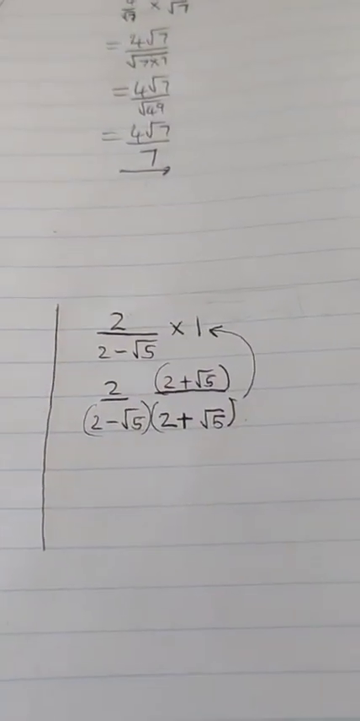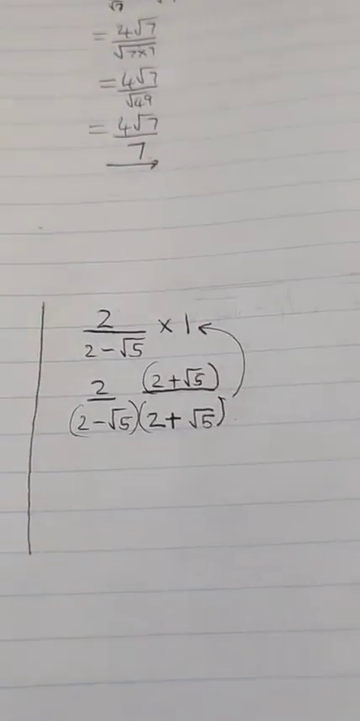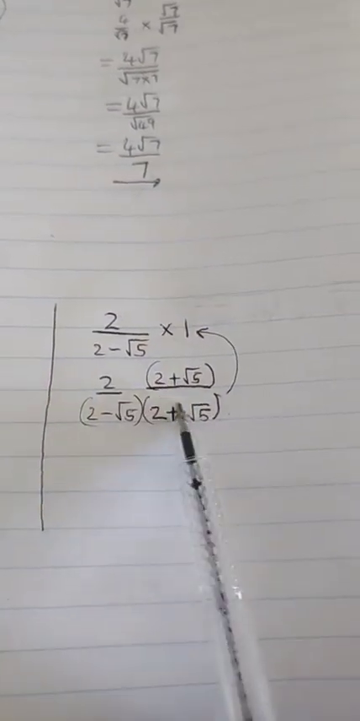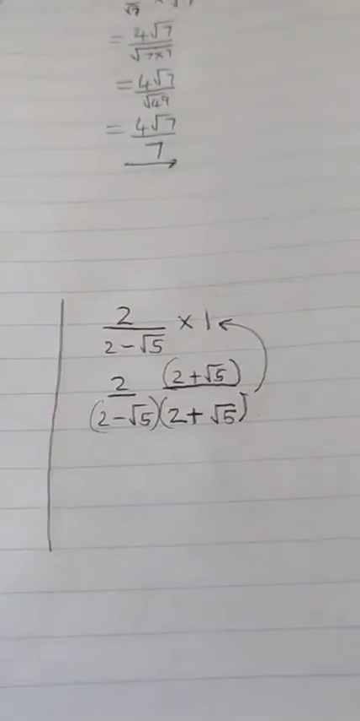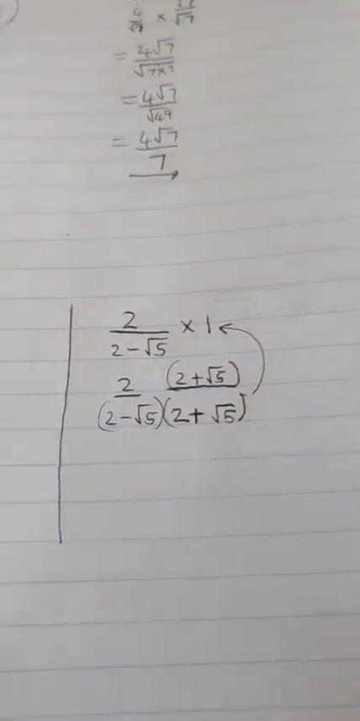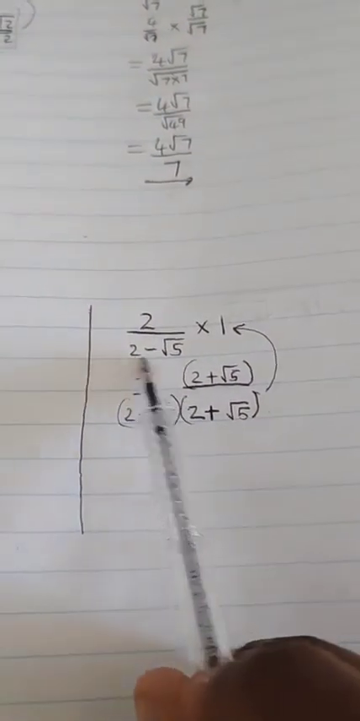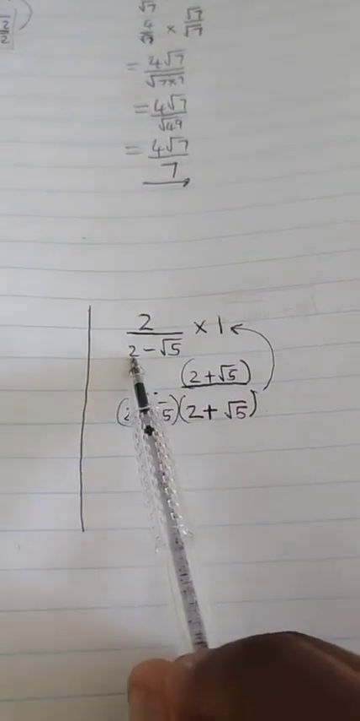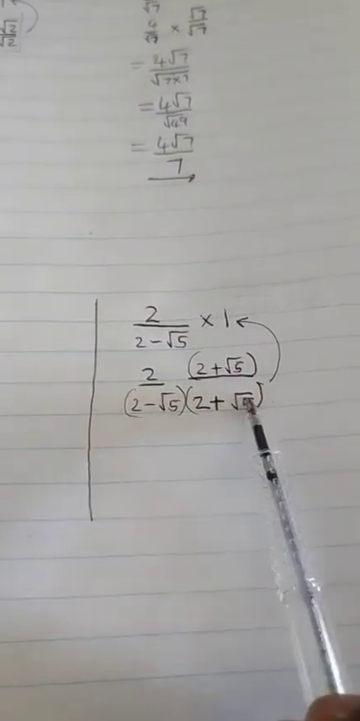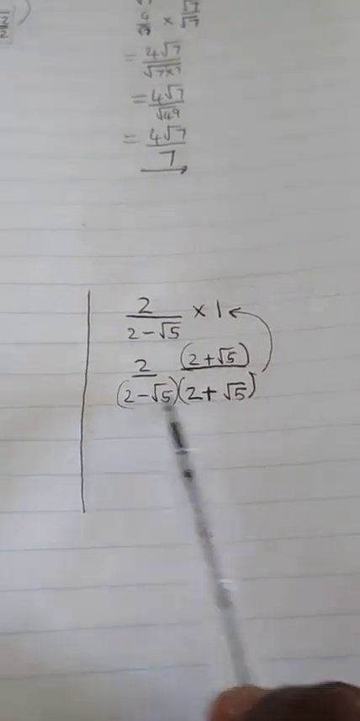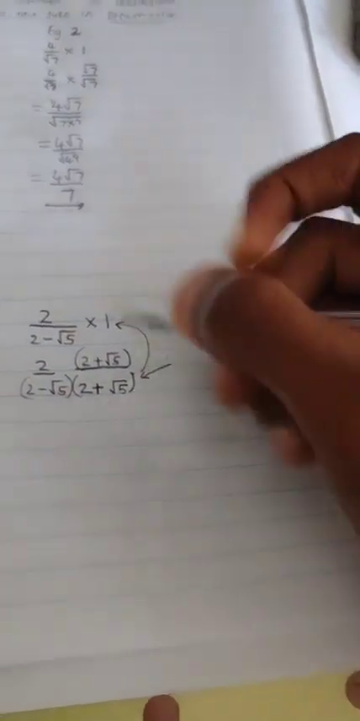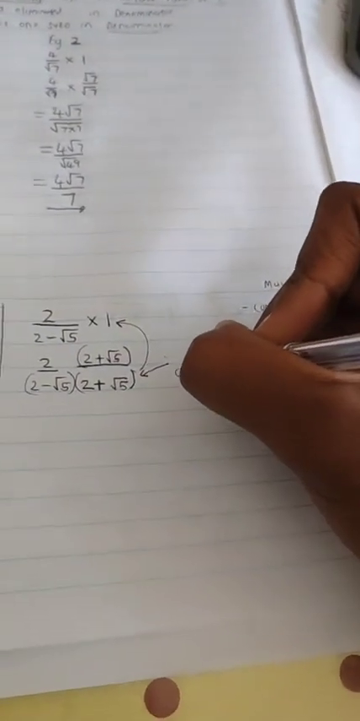So the root, the surd, will definitely be eliminated if we multiply by this special form of 1. How do we find this special form of 1? If there are 2 terms in the denominator, we multiply by the same 2, the same root 5, just with a different sign in between. We call this the conjugate.